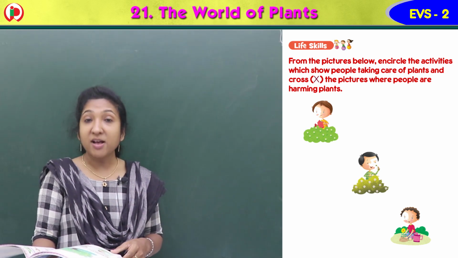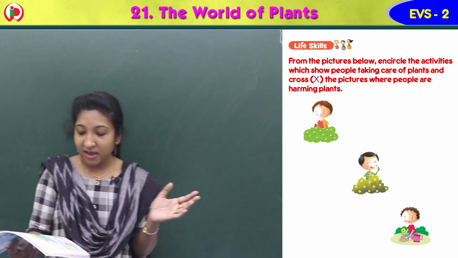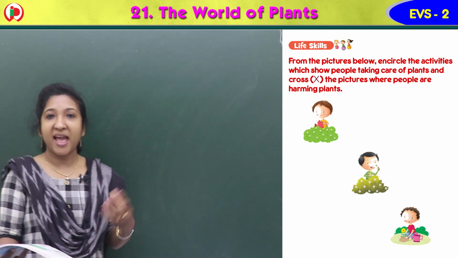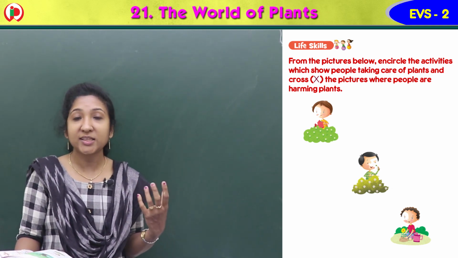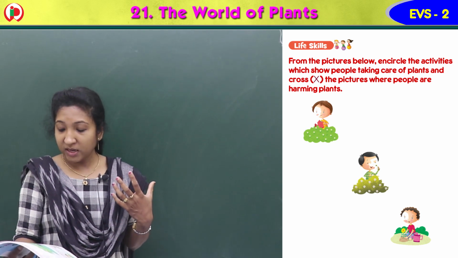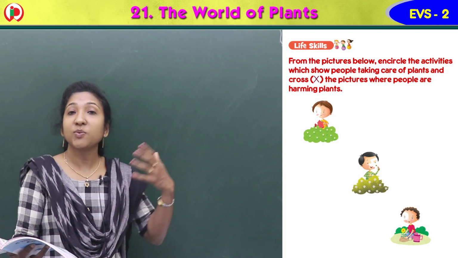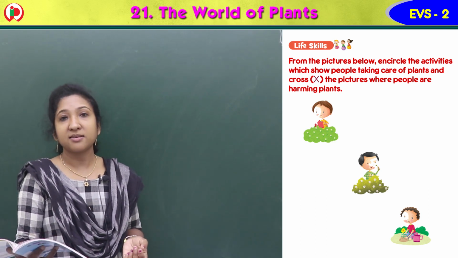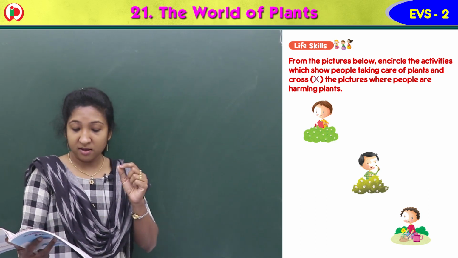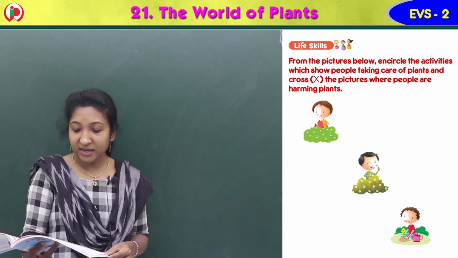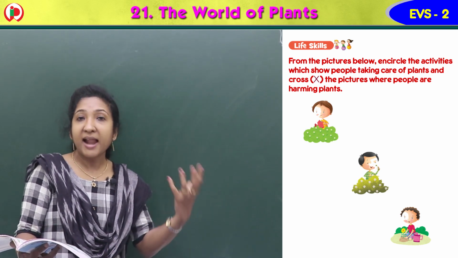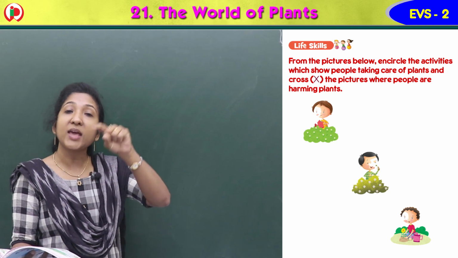Okay? Yes, see the first image. A child is watering the plants. He is doing such a good thing. So it means that he is taking care of plants. That's why he is watering it. So it is a good thing that the child is doing. That activity means the child is taking care of plants. So you can circle it.